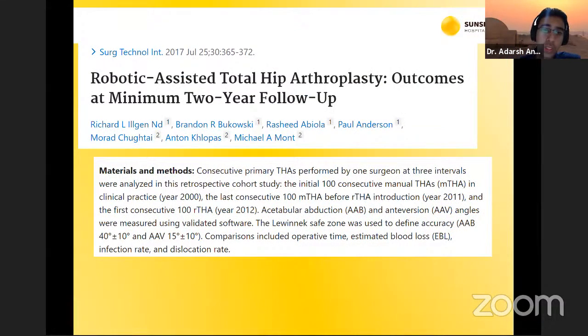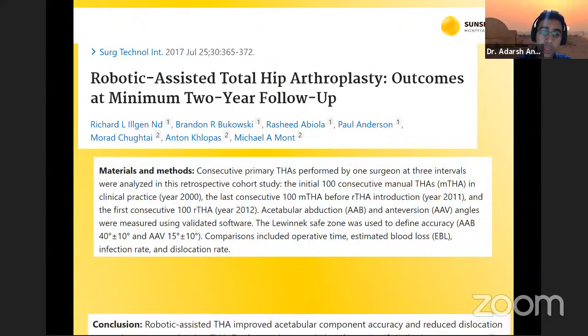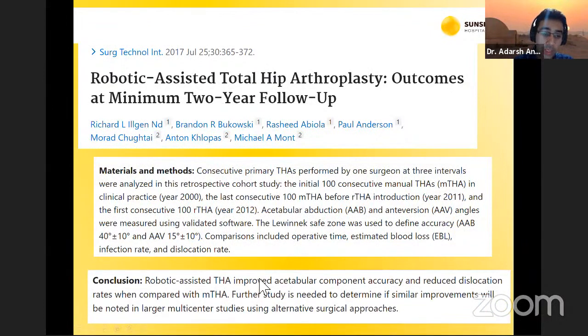This is the study by Richard Illian, where he took 300 hips. The first 100 were the first 100 consecutive manual THRs he did. Then he took the last 100 manual THRs he did before taking robotics. And then he took the first 100 robotic hip replacements that he did. And he found that definitely there is improved acetabular component accuracy and reduced dislocation rates for his particular study.